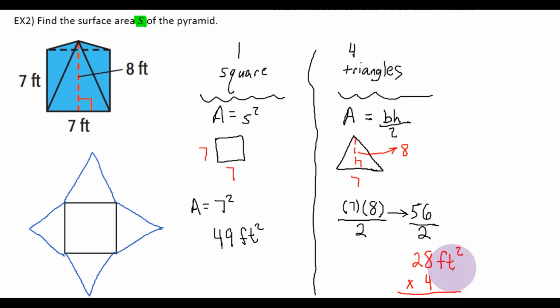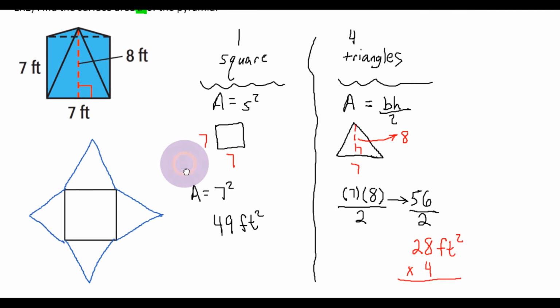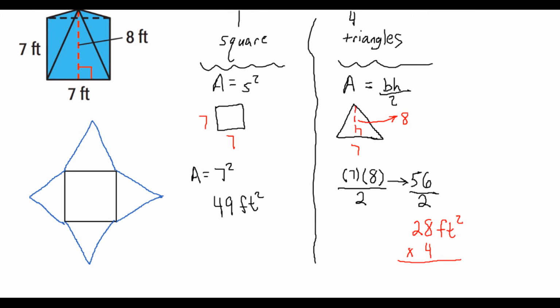So when we do that, I'm going to get a little bit extra room on the screen. And I'm going to change my color back to black. Well, 28 times 4 will give us a value of 112. So the area of 4 triangles is equivalent to 112 feet squared. So I want to take 112 feet squared and 49 feet squared and add them together. So let's go ahead and do that over here. I'm going to rewrite this as 112 feet squared plus 49 feet squared.